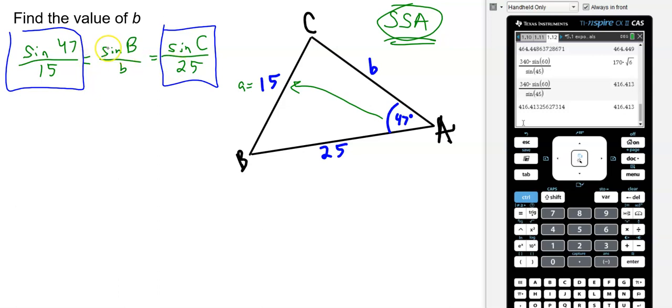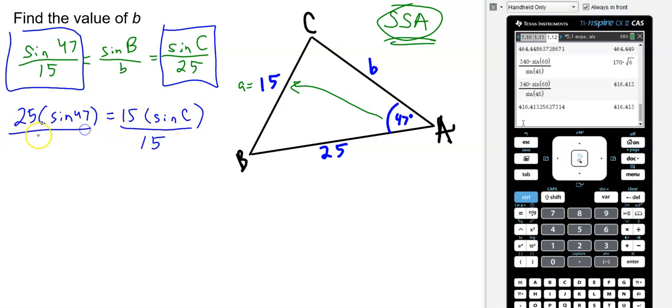So I'm going to cross multiply, so it's going to be 25 times the sine of 47 equals 15 times the sine of C. It's going to be an extra step to solve. So we're going to divide by 15. This cancels, and I'm going to write it this way on the left-hand side, I just like it better. So sine of angle C equals a big fraction, 25 times the sine of 47 over 15.